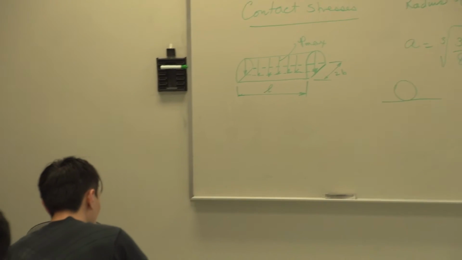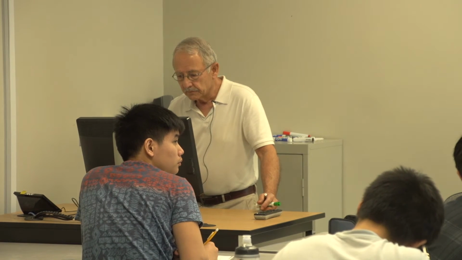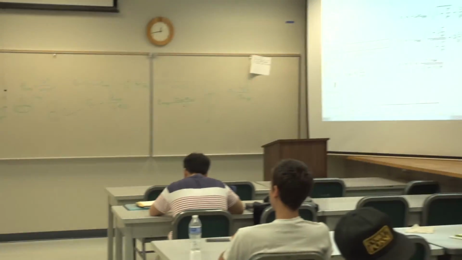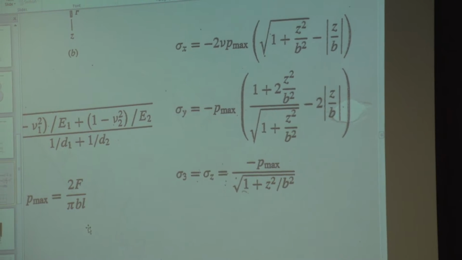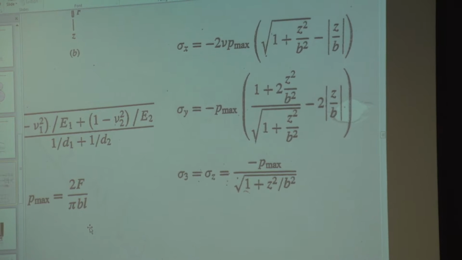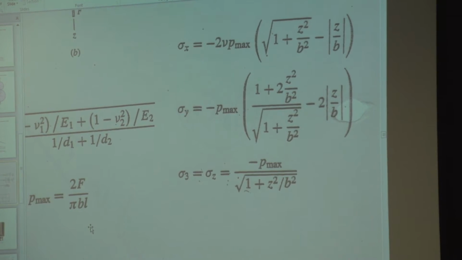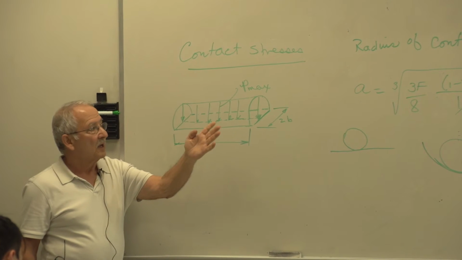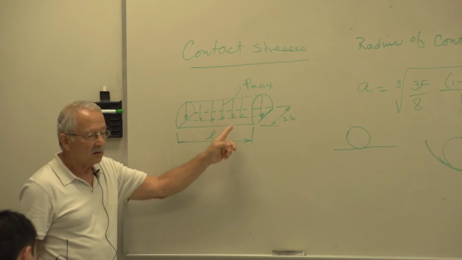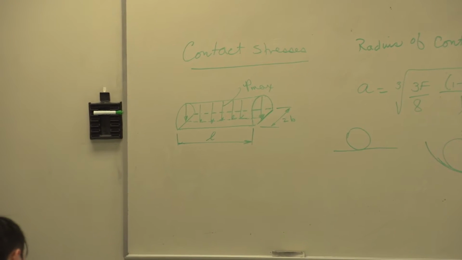If we calculate the stresses, again, with the help of theory of elasticity, first we need to find the maximum value of pressure, and it is given by this equation, 2F divided by pi BL. That's the magnitude of the maximum pressure, which occurs along the center line of the contact patch, and it decreases as you get away from the center line of the contact patch. So that's your maximum value of the pressure.